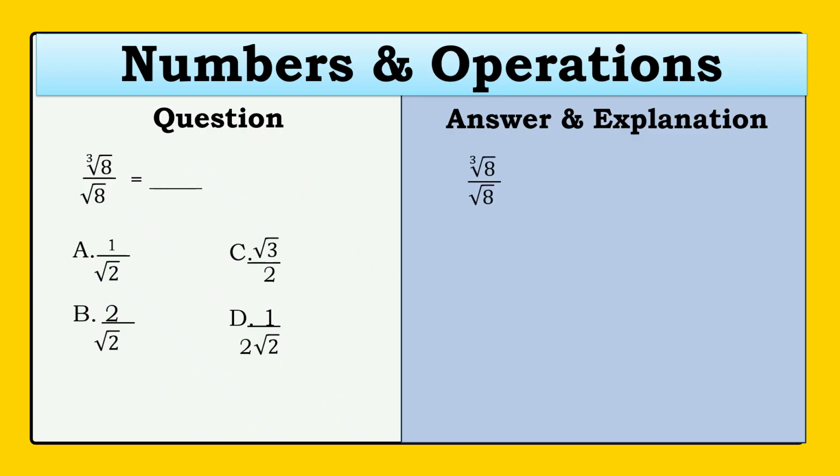So the cube root of 8 over the square root of 8. First, we rewrite this as the quantity of 2 to the third raised to the exponent of 1/3 over the square root of 2 times 4. Then let's simplify. So 2 raised to the exponent of 3 times 1/3, or 2 to the 1, over the square root of 2 times 4, which is equal to 2 times the square root of 2. Then 2 divided by 2 is equal to 1. Our final answer is 1 over the square root of 2. And this is letter A.